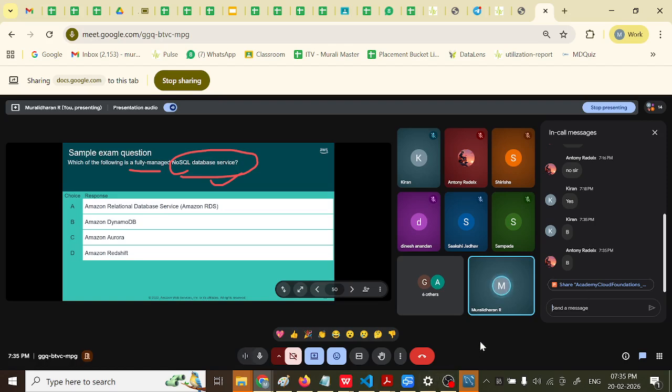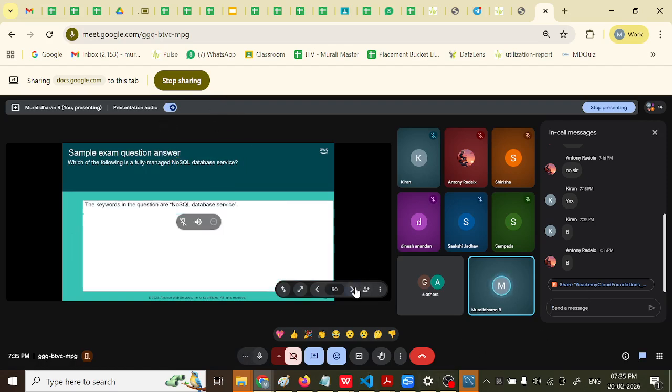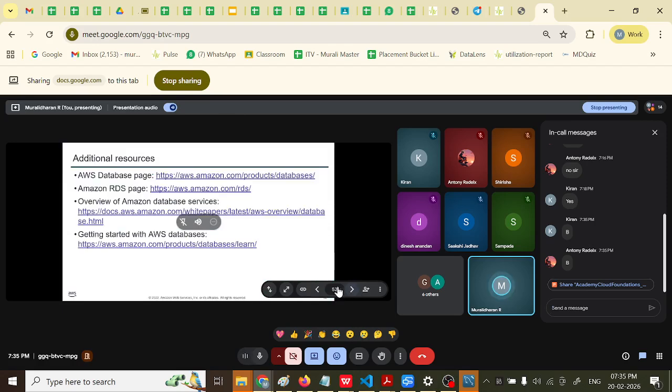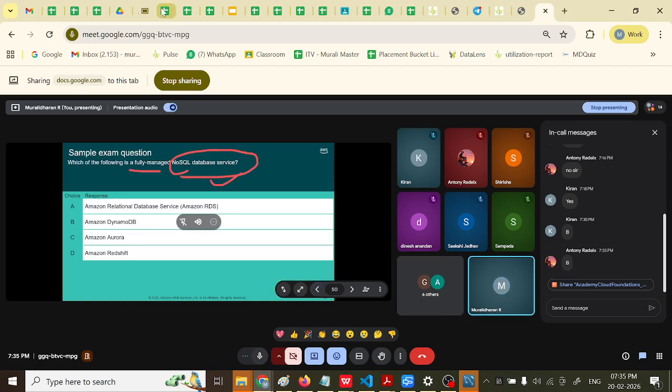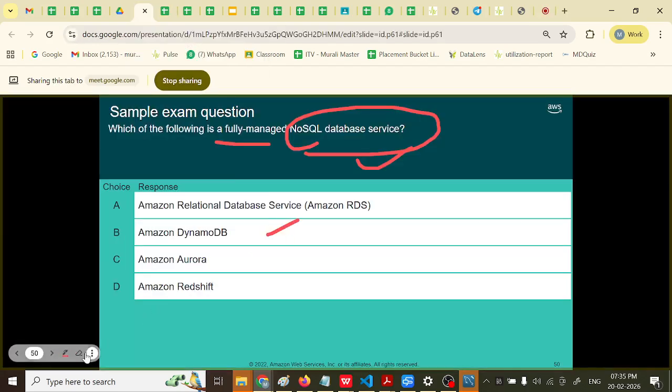Okay, Kiran said B. Anthony said B. Yes, NoSQL means DynamoDB. So DynamoDB is the right answer. Answer B is the right answer.